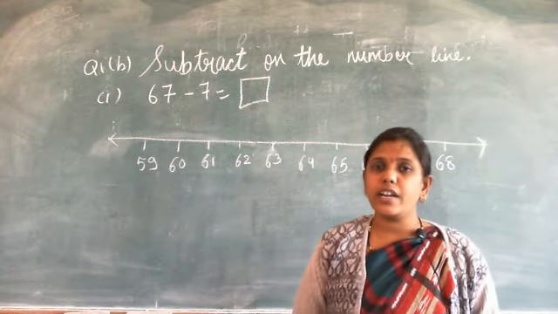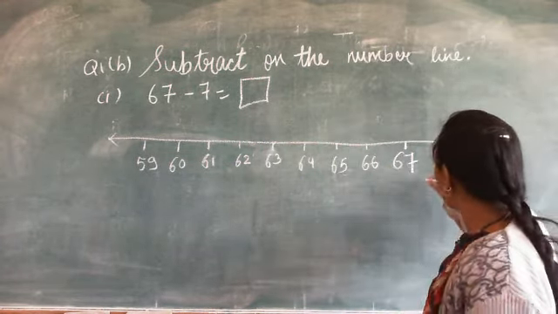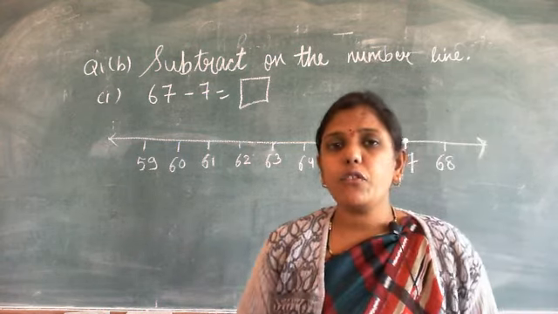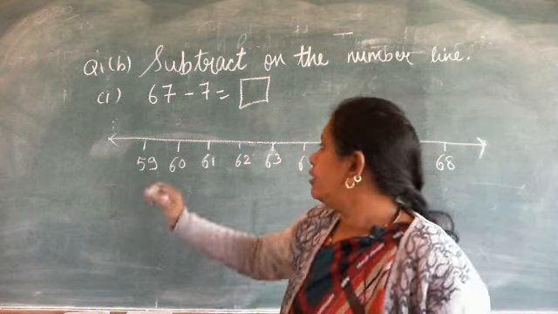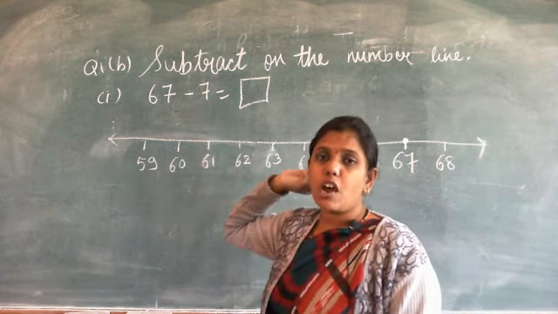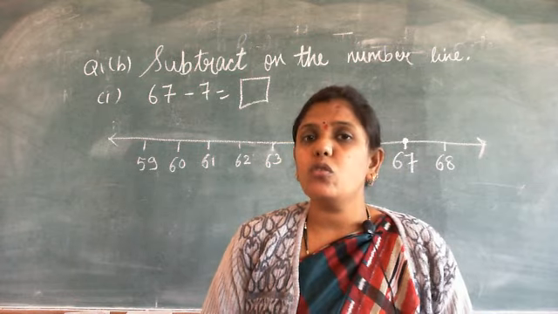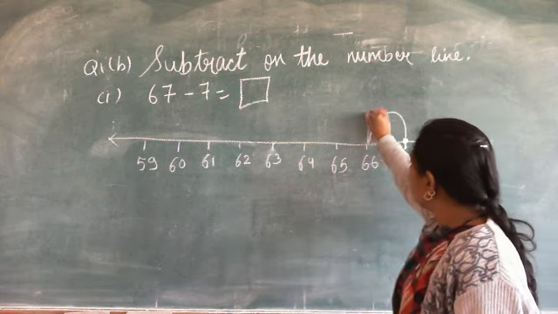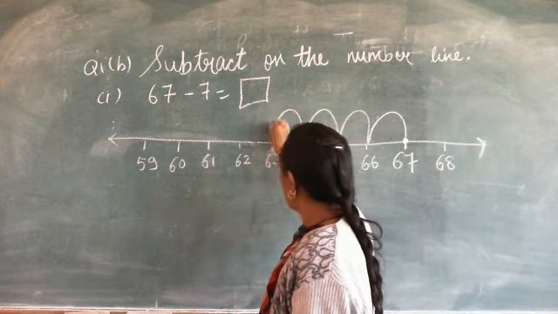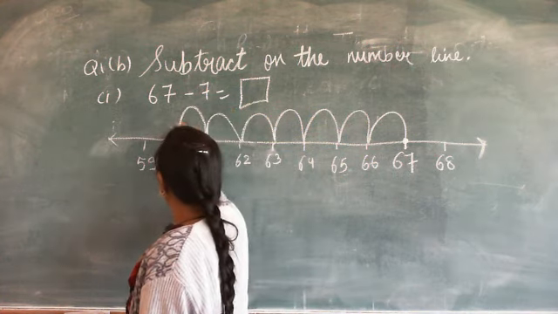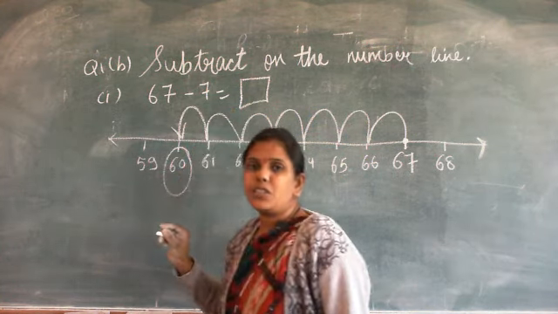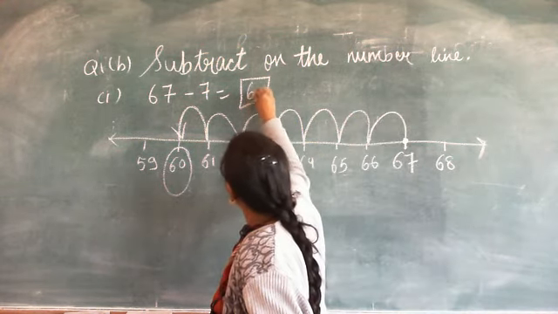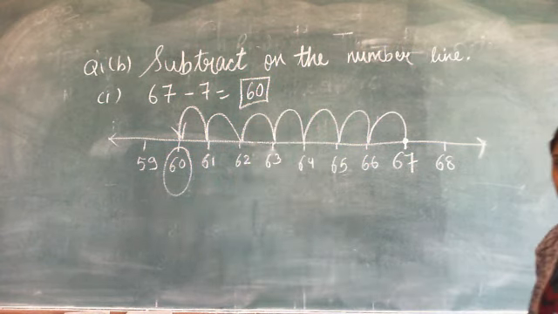Now the first number is 67. That means you are standing on which number? We are standing on the number 67. Now, how many steps do you have to move backward? 7 steps. So, start moving. Start counting with me. 7 steps. 1, 2, 3, 4, 5, 6, 7. At which number do we stop? We stop at number 60. So, the answer of 67 minus 7 will be 60. Write fast.